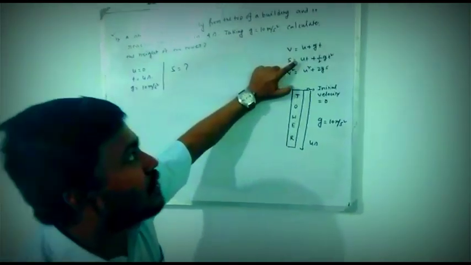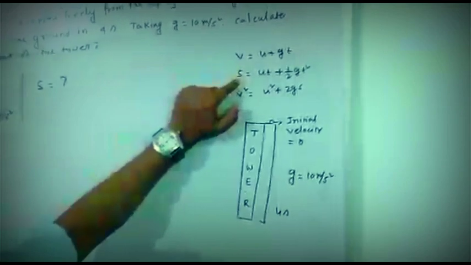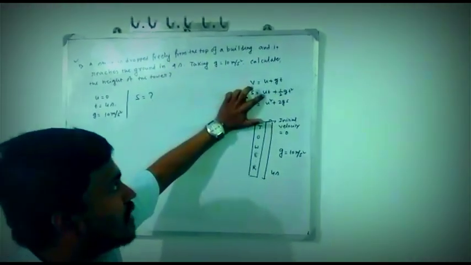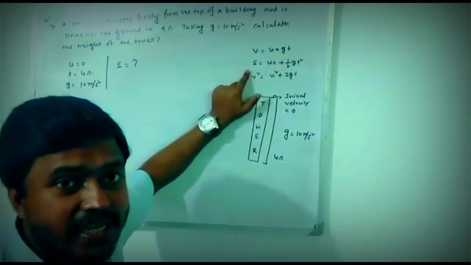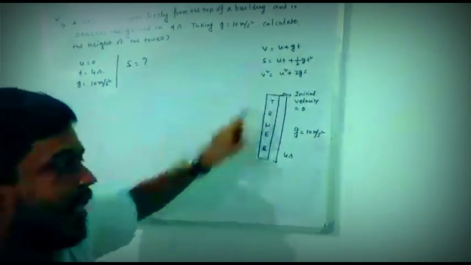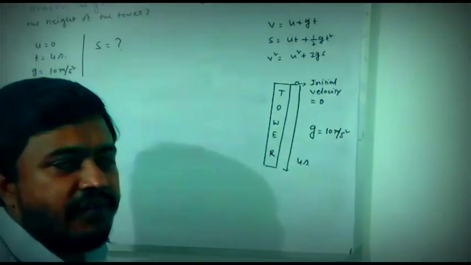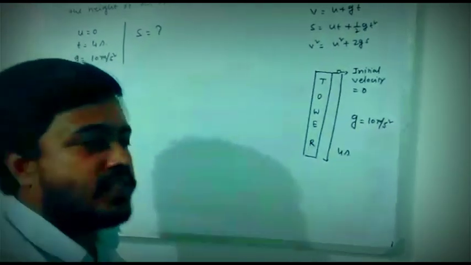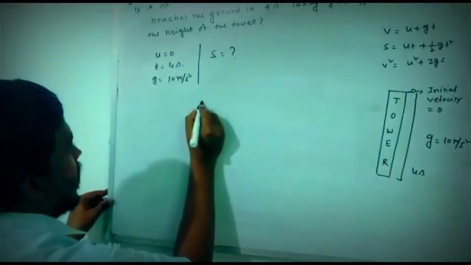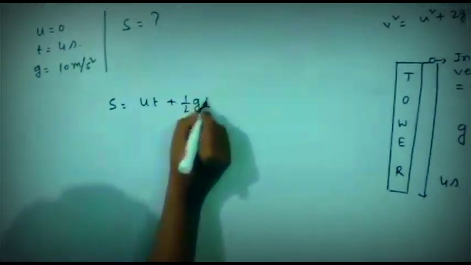The second one is s equal to ut plus half gt square. Our target is to find the displacement, and we know the values of u, t and g, so it is better to use this formula. Since the body is dropped towards gravity, we can choose the second equation with a positive sign. So s equal to ut plus half g t square.